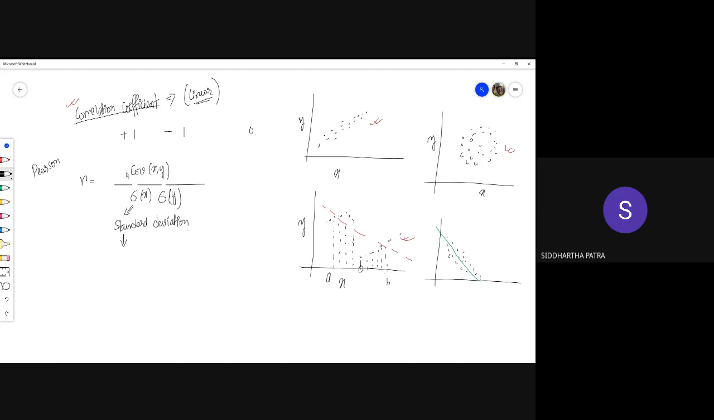Now, on the numerator, you have the covariance of xy. We will discuss that in a minute, but sigma x and sigma y are the standard deviations of x and y. Sigma x right here is called the standard deviation of x. It is basically the square root of the variance of x.